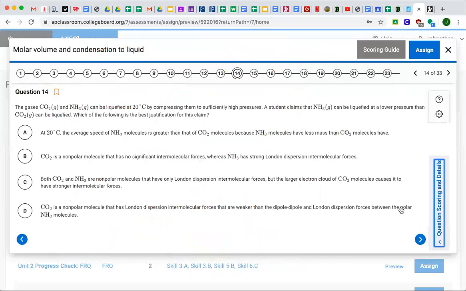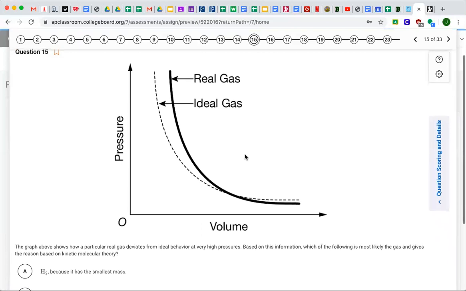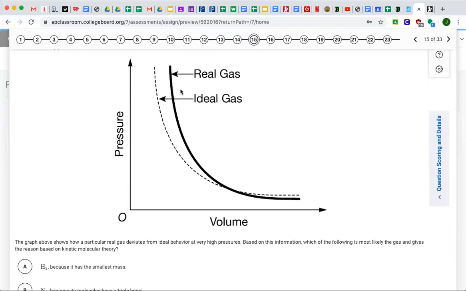All right. So let's take a look now at question number 15. Real gas, ideal gas. So that's really interesting. There are two different things being illustrated here. You've got your real gas here in black, and you've got your ideal gas in dashed line.